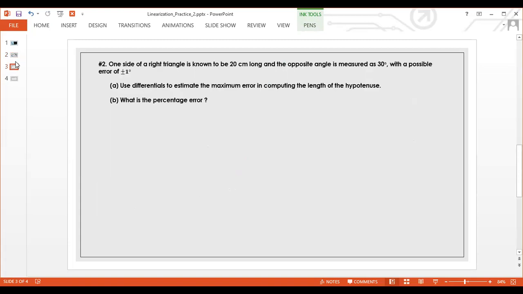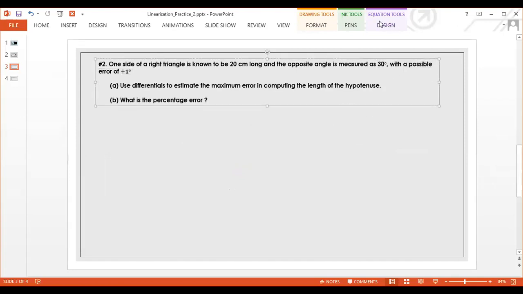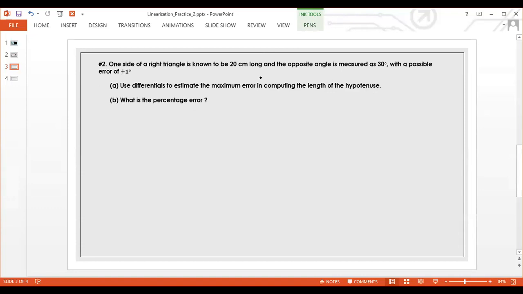Now let's take a look at the second part here. One side of the right triangle is 20 centimeters long, and the opposite angle of this side is measured to be 30 degrees. The possible error is plus or minus 1 degree. I want to use a differential to estimate the maximum error, and also find the percent error.